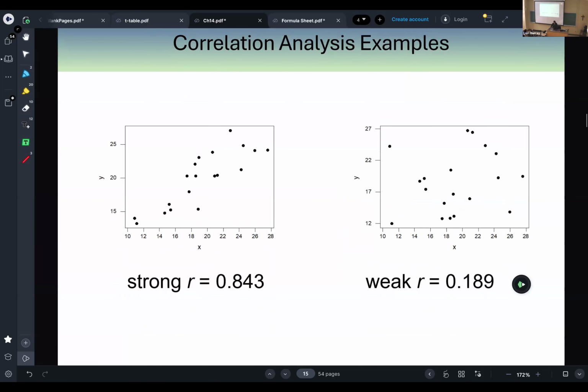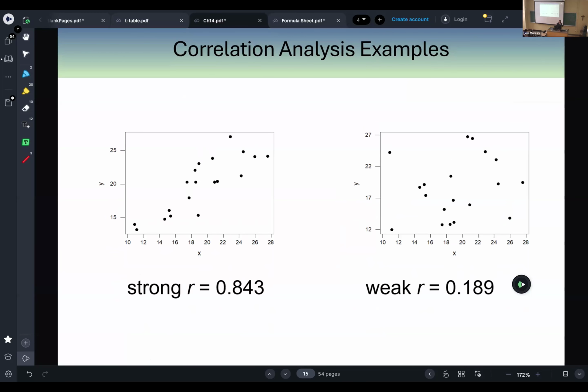So here we can also describe it as being strong or weak. The plot on the left would be strong. If it's 0.843, that's close. So the closer the value is to 1, the stronger the correlation. Here, the plot on the right is more scattered, and it turns out when you calculate it, it is 0.189. So it's weaker, right?